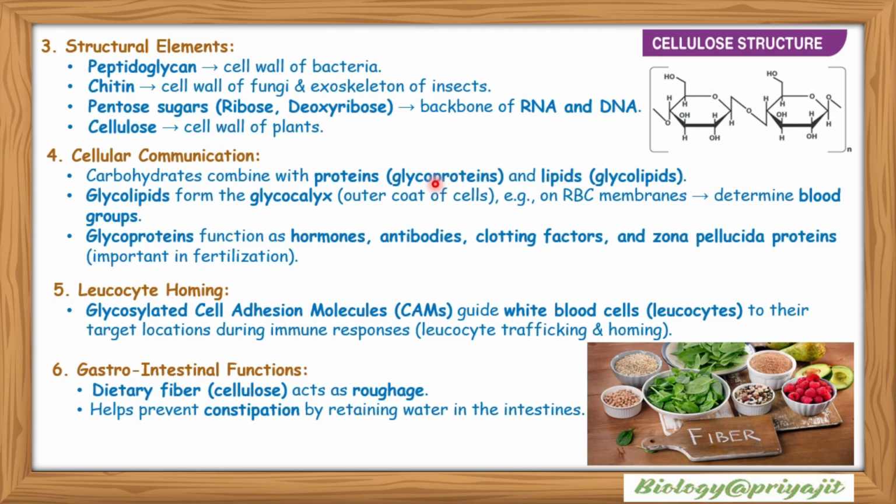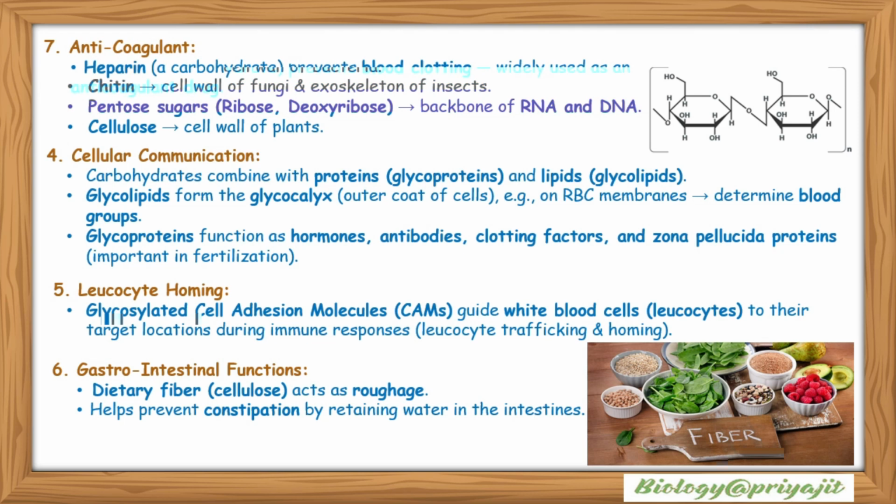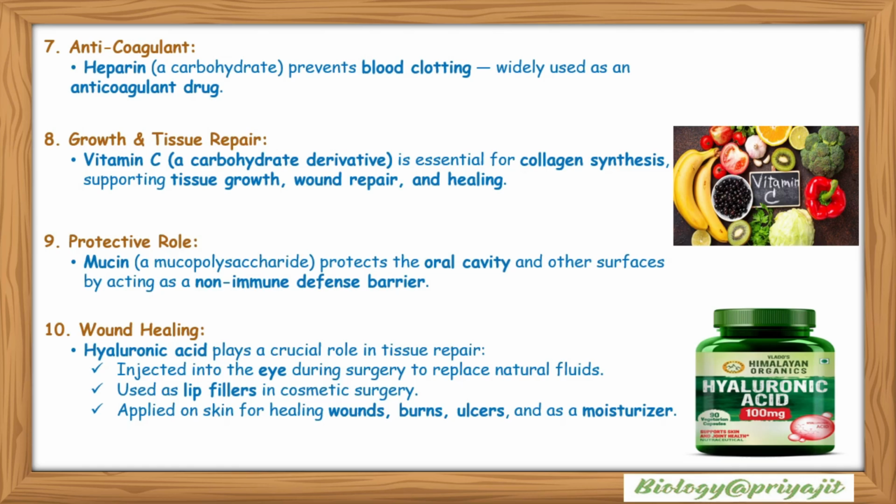Leukocyte homing: glycosylated cell adhesion molecules guide white blood cells, or leukocytes, to their target locations during the immune response. This is called leukocyte trafficking and homing. Gastrointestinal functions: carbohydrates can act as dietary fiber, and cellulose acts as roughage, helping prevent constipation by retaining water in the intestine. Anticoagulant: heparin, a carbohydrate, prevents blood clotting. It is widely used as an anticoagulant agent. Growth and tissue repair: vitamin C is a very good food source, and its derivative is essential for glycogen synthesis and supporting tissue growth, wound repair and healing.